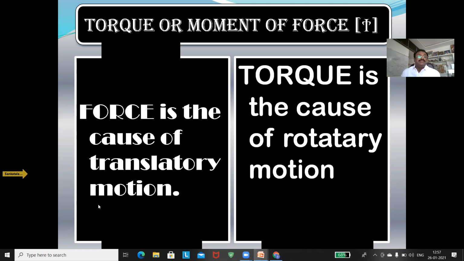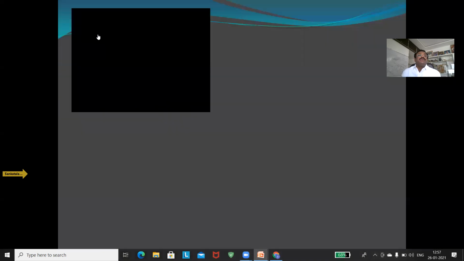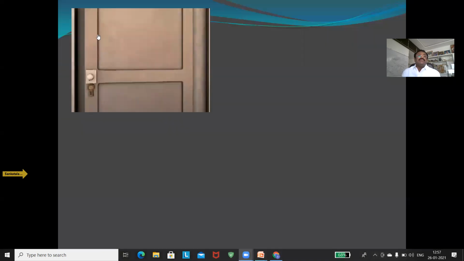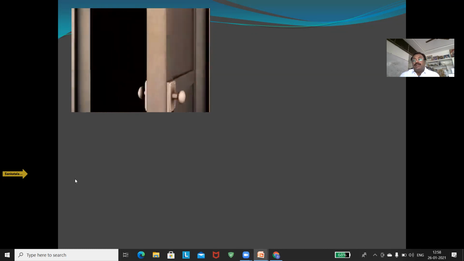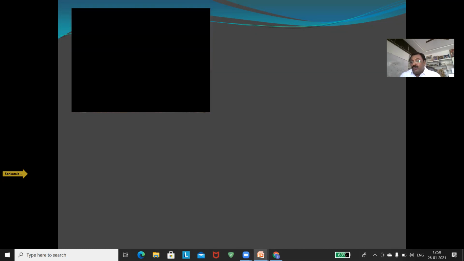So what is torque? Now I would like to talk briefly. That is another very important concept. It is closely related to day-to-day life. If you want to push or pull a door, what we are doing, we are applying the force at the other side of the hinges. By applying force at the hinges, we cannot open, we cannot close. It is our day-to-day life experience.